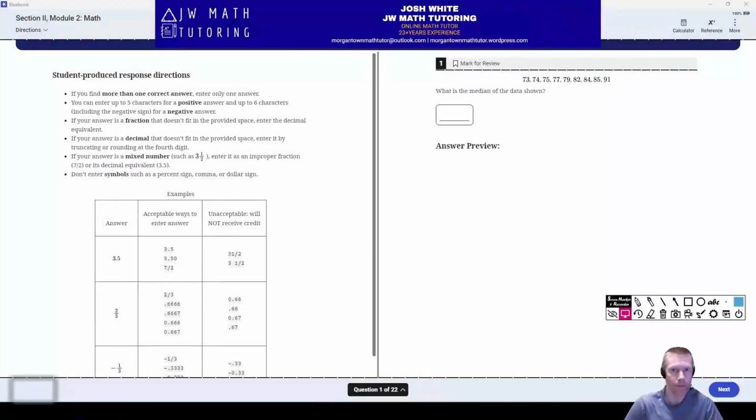Just before I begin going through Digital SAT Practice Test 9 from the Bluebook app, Module 2B, the harder of the two second modules, please keep the following things in mind.